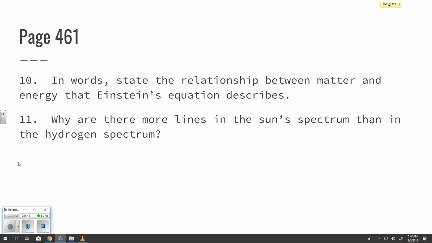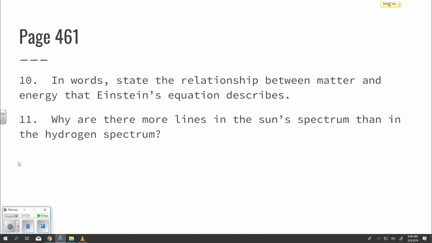Page 461. In words, state the relationship between matter and energy that Einstein's equation describes. Why are there more lines in the sun spectrum than in the hydrogen spectrum? How can matter change into energy? In 1905, Albert Einstein suggested that a small amount of matter can become a large amount of energy. This suggestion was part of Einstein's theory of relativity.